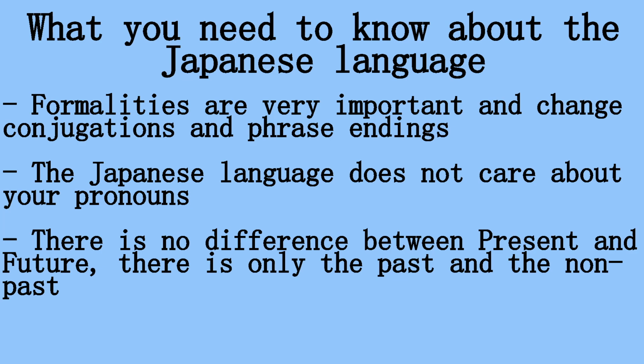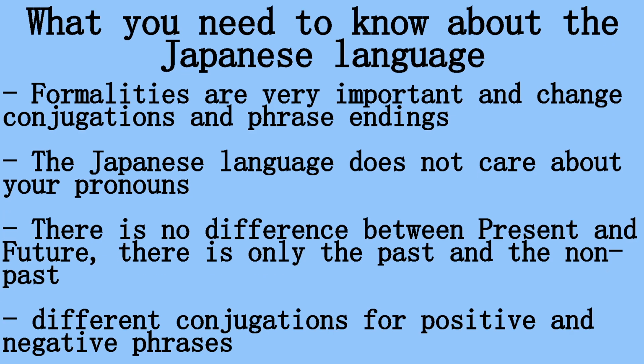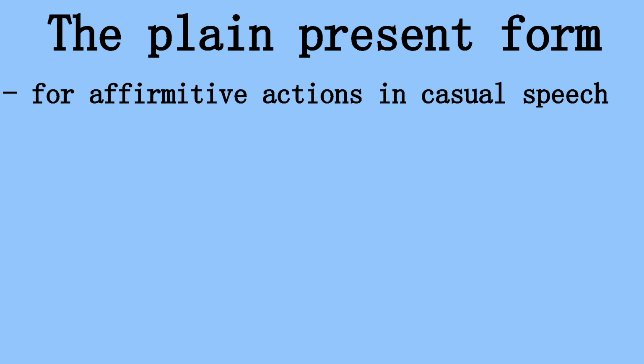Second important thing you need to know is there is no future form in the Japanese language, only past and, well, non-past. Unlike in English, in Japanese, affirmative and negative actions are conjugated differently. With this said, the dictionary form in Japanese is also the affirmative plain present form. Affirmative because it's only used for positive actions and not negative actions. Plain because it is used for casual speech.